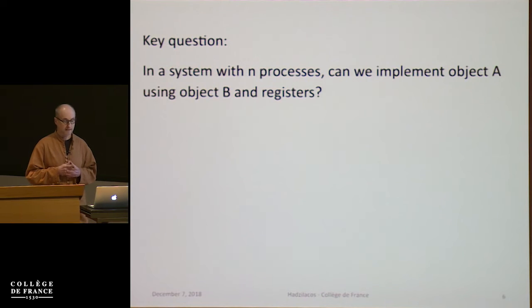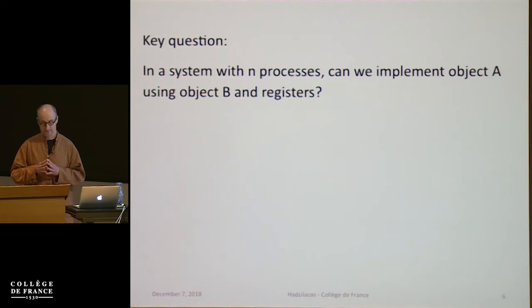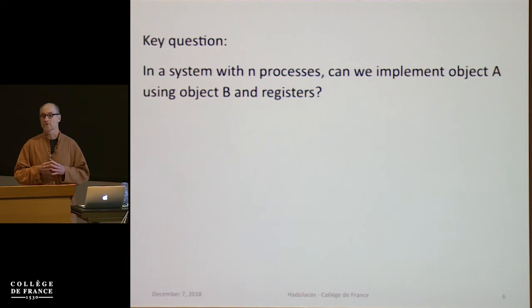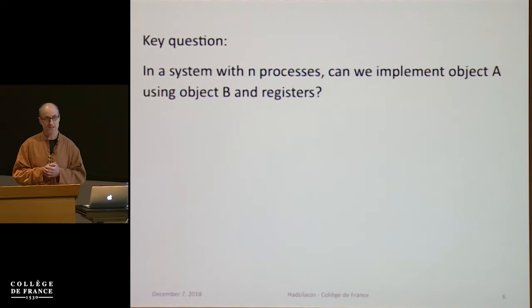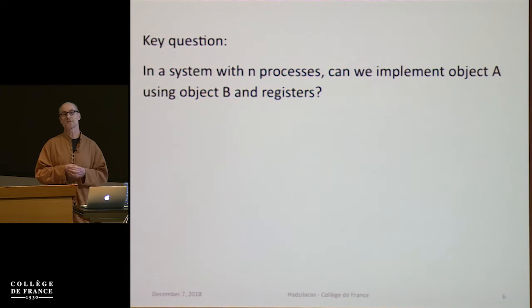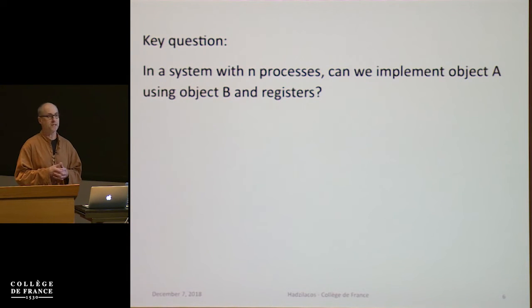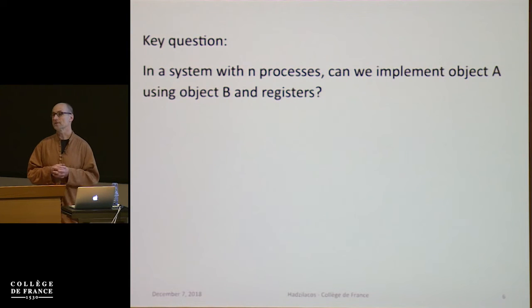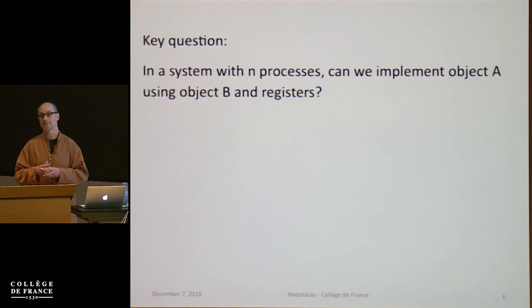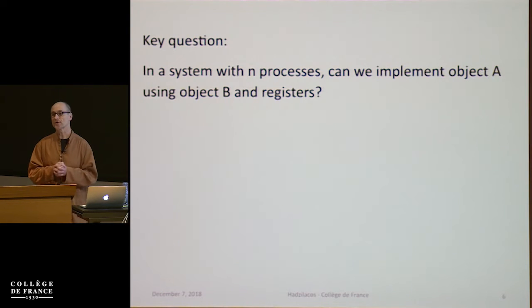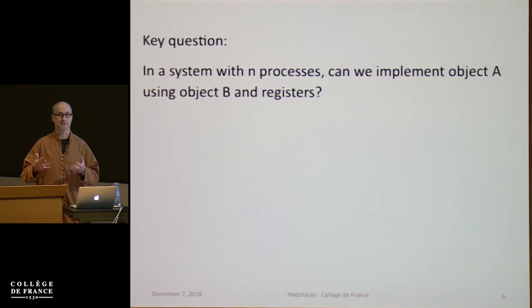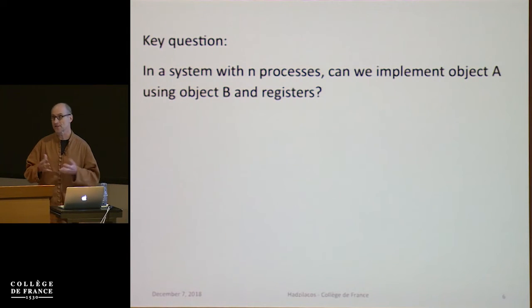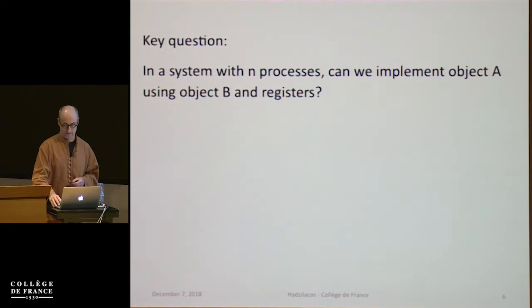In this context, a key question, a fundamental question is the following. Suppose that your boss goes out and buys a new distributed system. It has n processes. It has some registers. It has some instances of an object B. But what she wants is an object A, different from B. And so she hires you to construct this object A in this system that she bought. And the question is, is this possible? Can you implement object A using object B and registers?